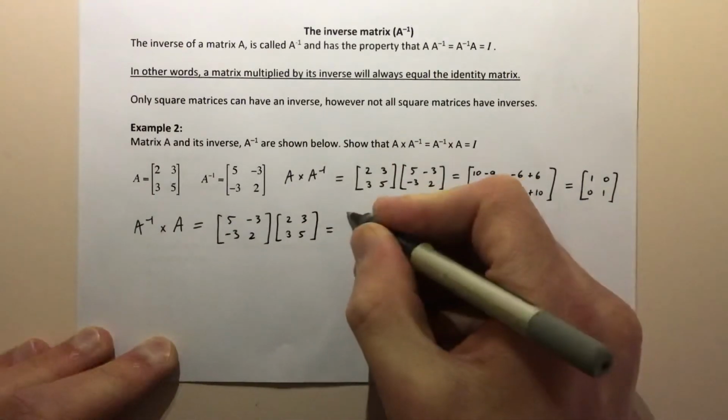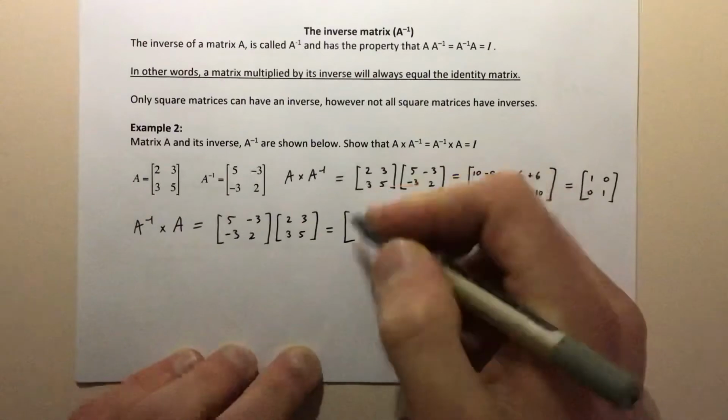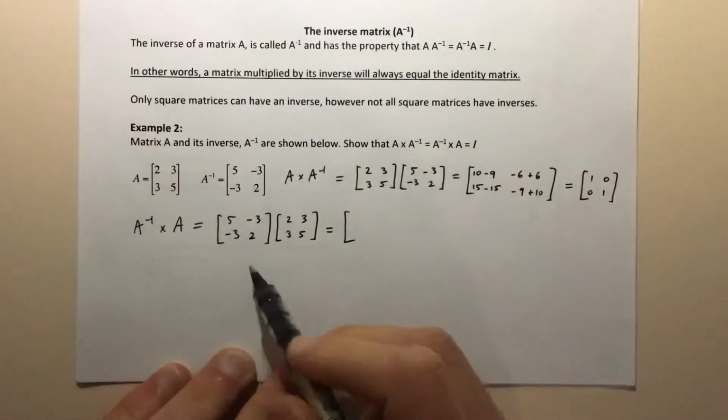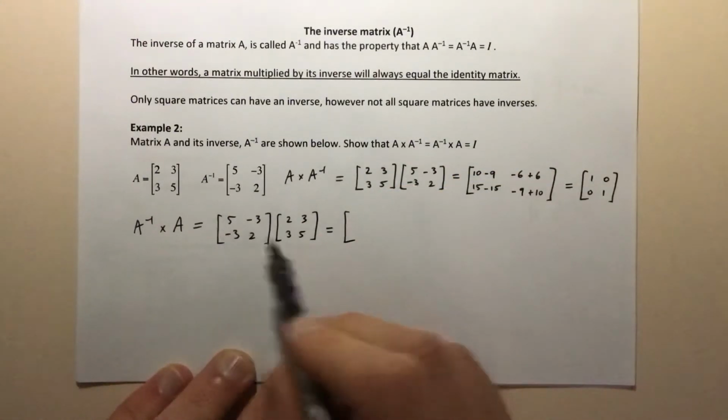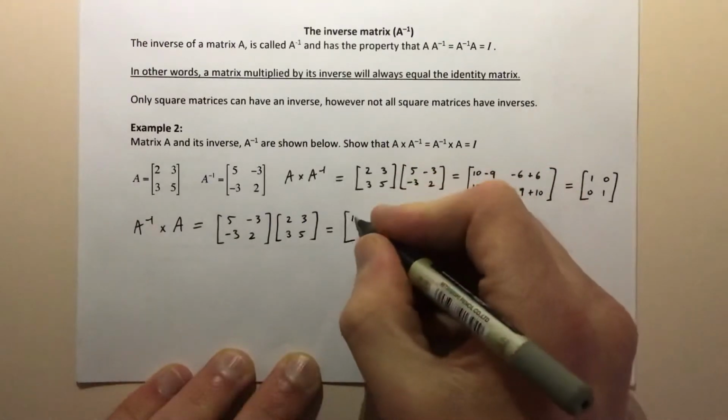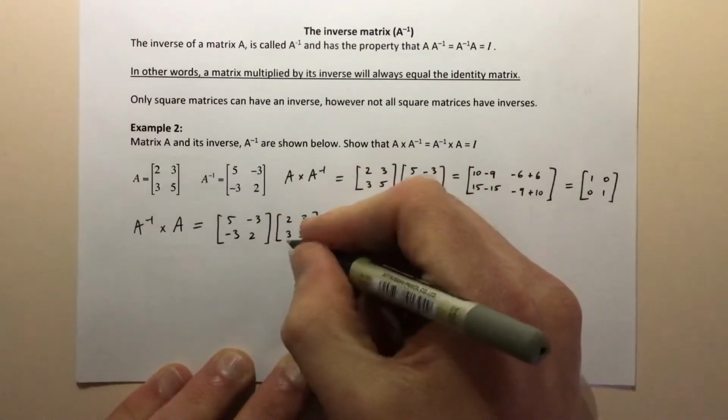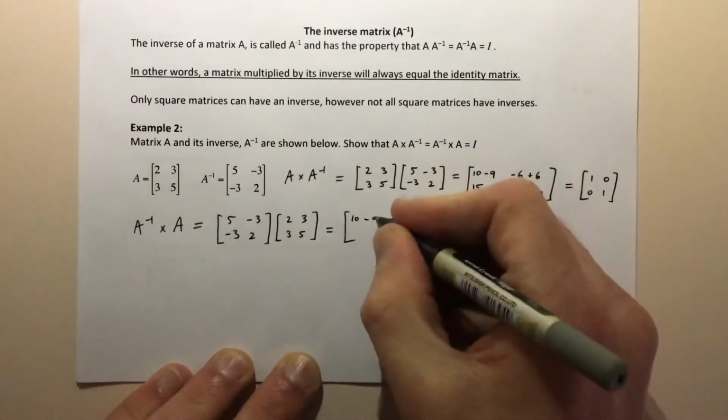Right, but we're going to show, using our matrix multiplication, that we should get the identity matrix again, even if we do this multiplication the other way around. So crossing down, 5 times 2 plus negative 3 times 3, so actually that gives us a takeaway 9.